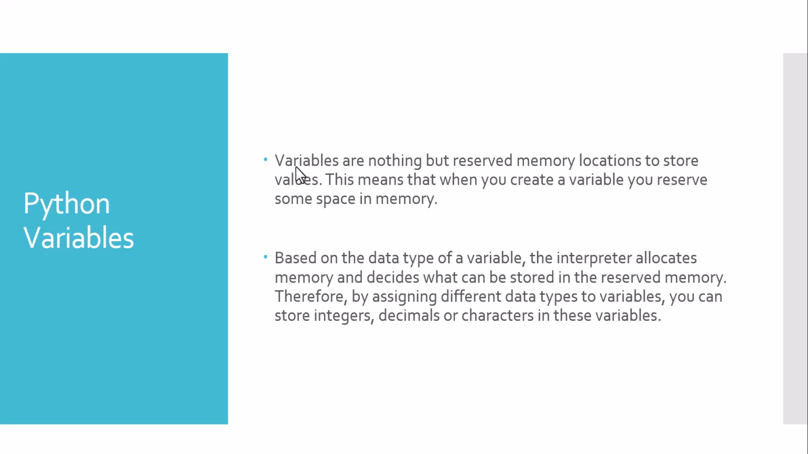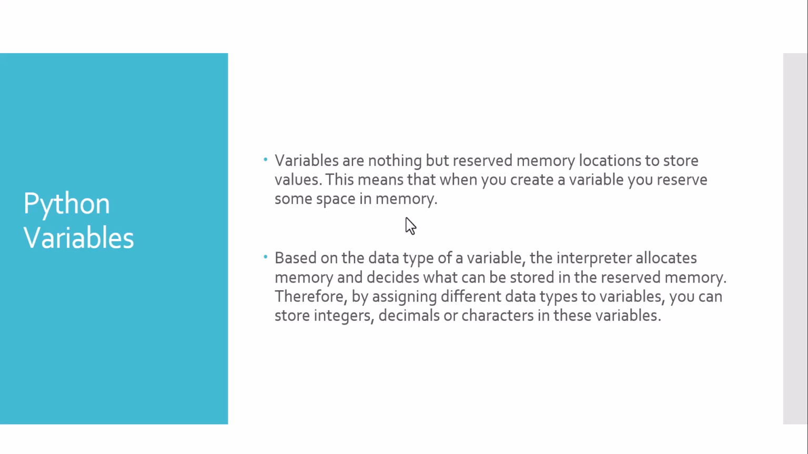In variables we are storing values, different types of values. Like if you are storing things in a bag or some cover, once that space is full, you can't store more. Similarly, some reserved memory is there in the variables, and there we can store some values. This means that when you create a variable, you reserve some space in memory. Whenever you are creating a variable, you are occupying some space or some memory.